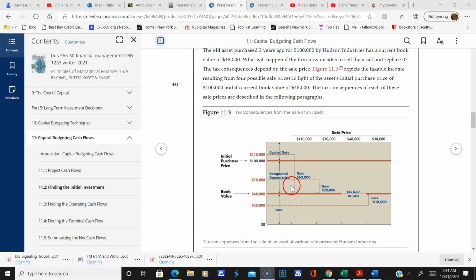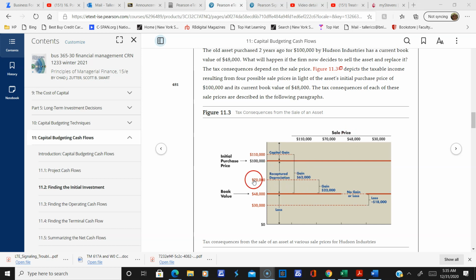If you sold it for 110,000, you have the recaptured depreciation. You can't have your cake and eat it too. You have to pay taxes on the recaptured depreciation that you've been writing off all these years, and because you sold it for $10,000 more than the initial 100,000, you have a capital gain, so you have to pay the capital gains tax. So selling it at 110,000, you've got a total gain of 62,000 off of your book value.